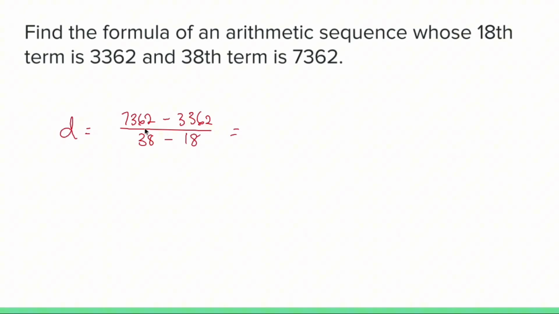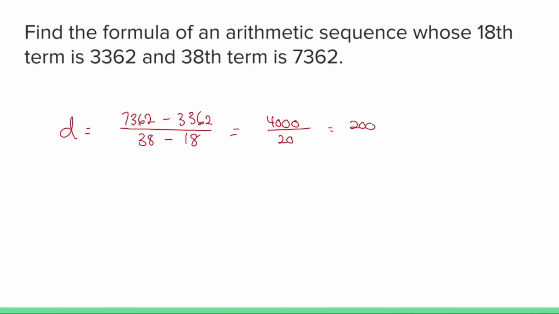This is going to get me my common difference. So I have 4,000? 4,000 on the dot. Over 20 on the dot. And that's going to give me 200 on the dot. My common difference is 200. Okay. Now, I'm not home free yet. What I have is a common difference.